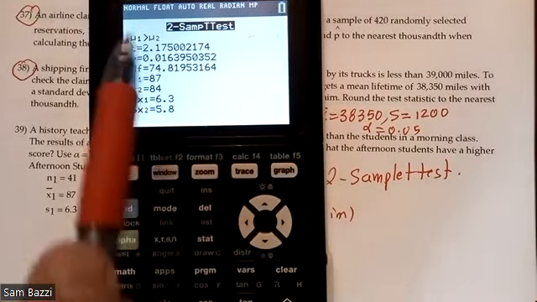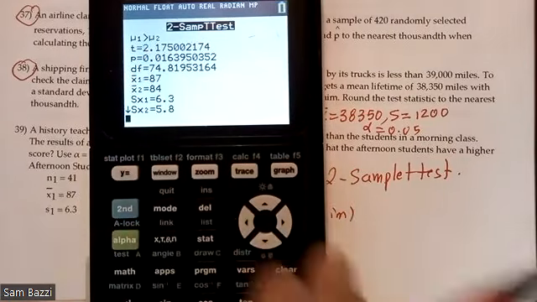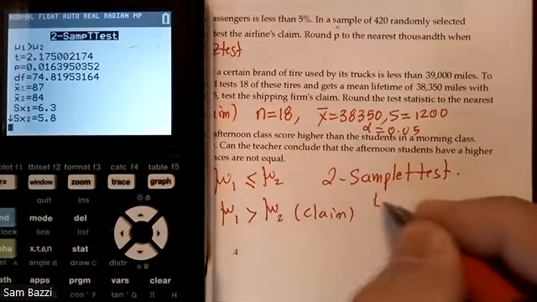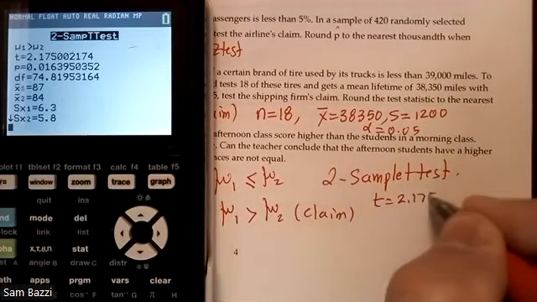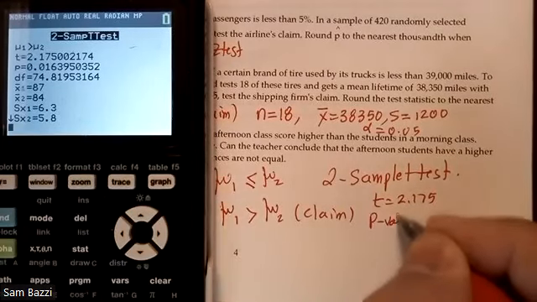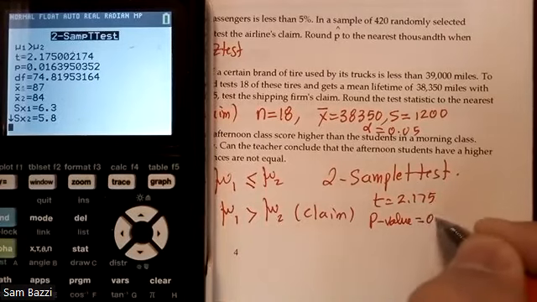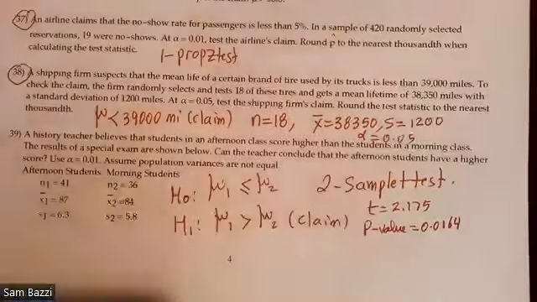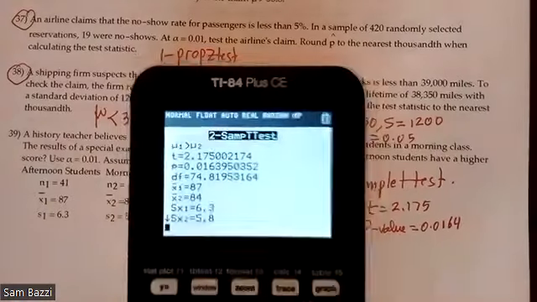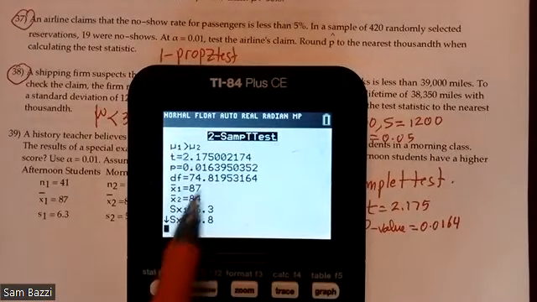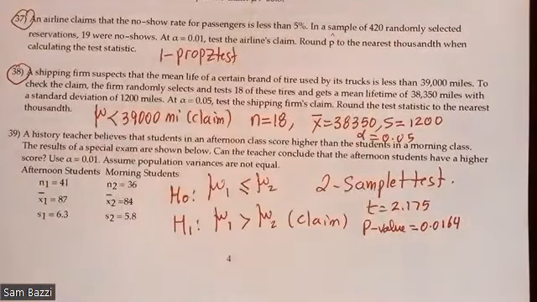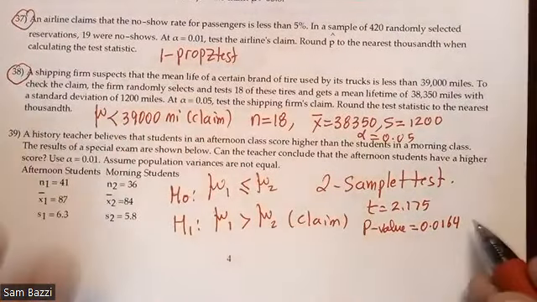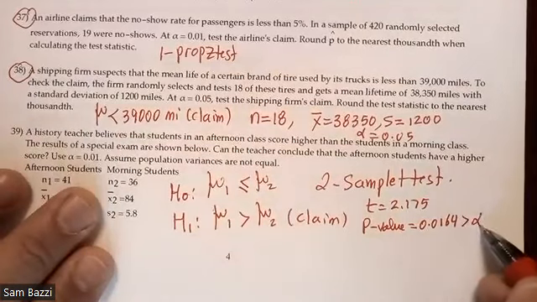Okay. So step 2 is the test statistic. I'm going to write it down. T is 2.175. The p-value, that's the big deal right here, 0.0164. Okay, I copy the p-value and I'm done. I don't need anything else from the calculator. Okay, alpha, guys, is 0.01. So actually the p-value is bigger than alpha.